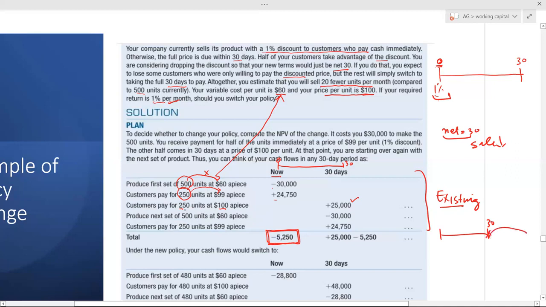So the product produced next is 500 units at 60 a piece. So what is the total cost? 30,000. But at the same time, you will get the discount. It's the same as before, that is 24,750. So the answer is 25,000 minus 5,250.